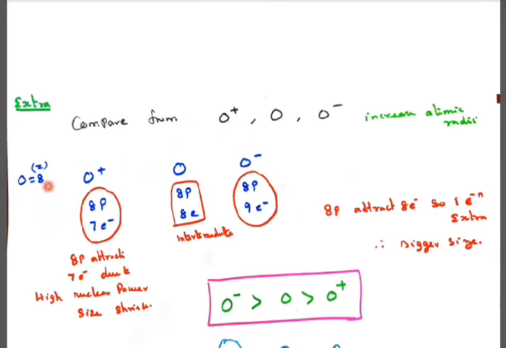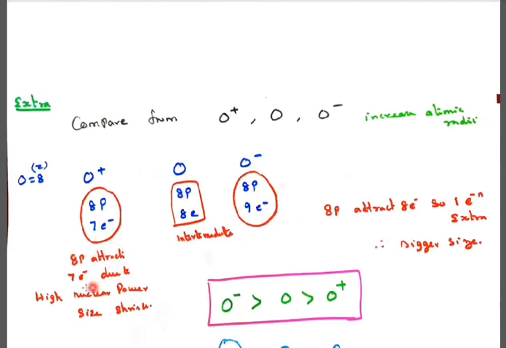So the atomic number of oxygen is 8, meaning it has 8 protons. So in O+, after losing 1 electron, it is remaining 7 electrons. Here it is not removed or not added. Here we have added 1 electron, so 9 electrons. 8 protons, 7 electrons; 8 protons, 8 electrons; 8 protons, 9 electrons.